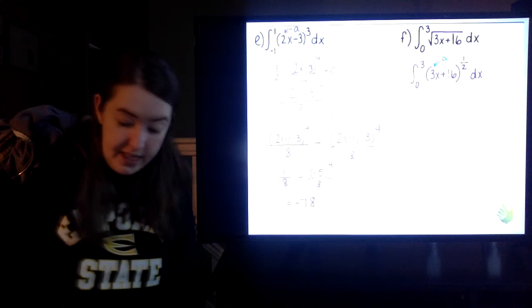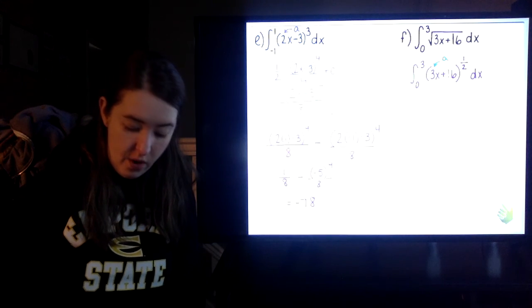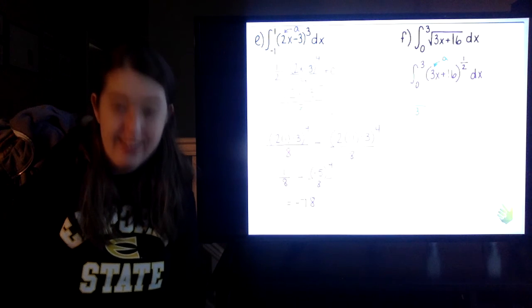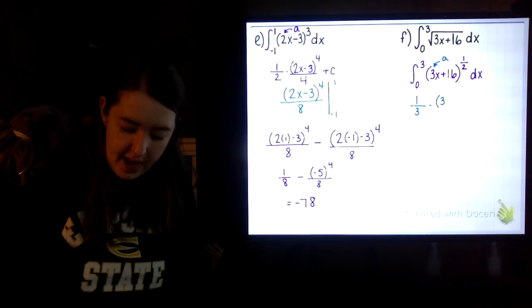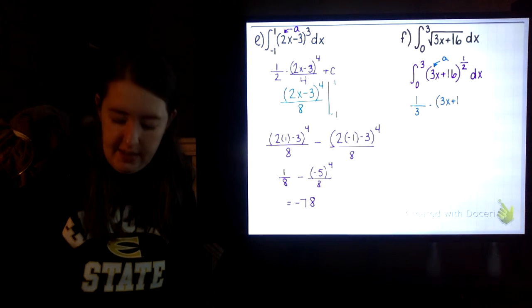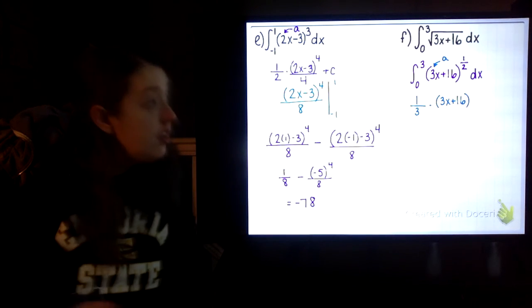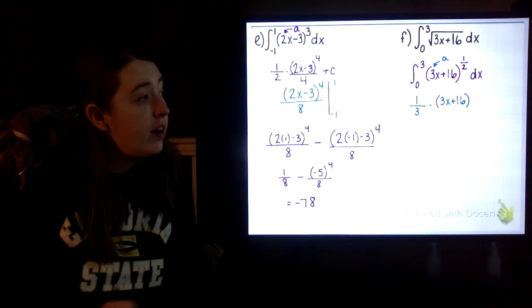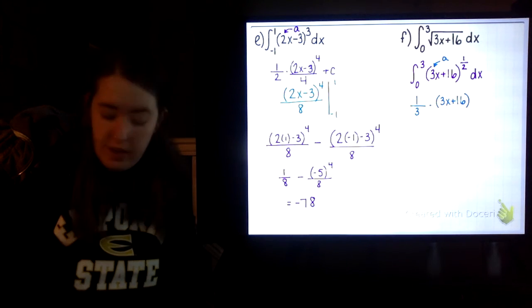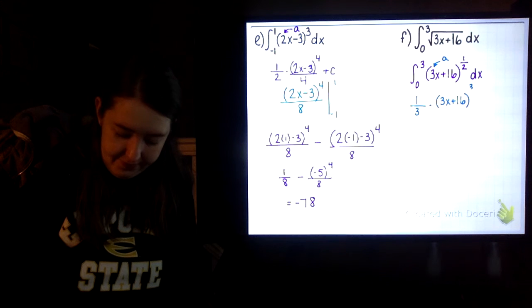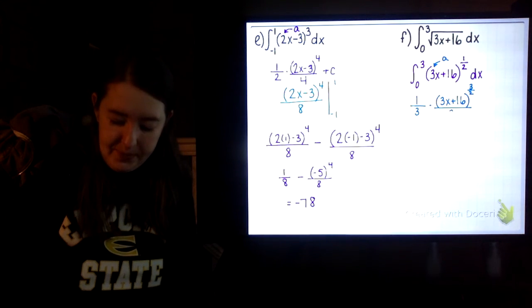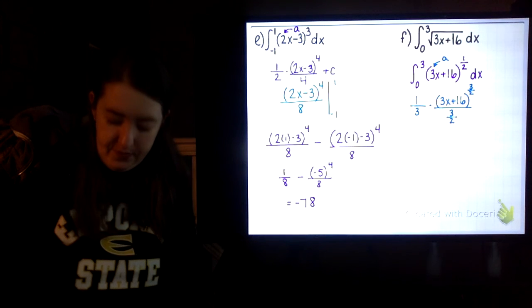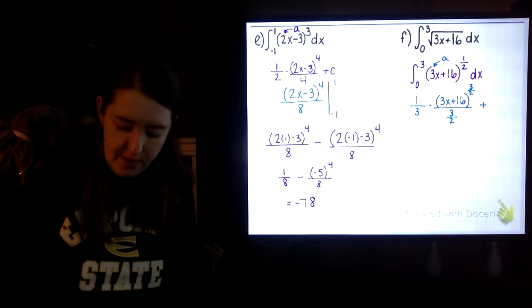So that means when I take the integral, I need to have 1 over 3 times 3x plus 16. I need to add 1 to the power, so 1/2 plus 1 is 3/2. And then we'll divide by the new power, which is 3/2. And then plus c.